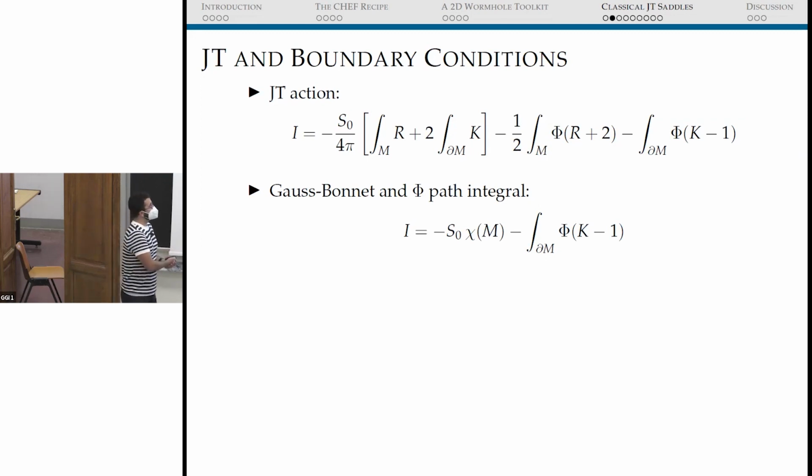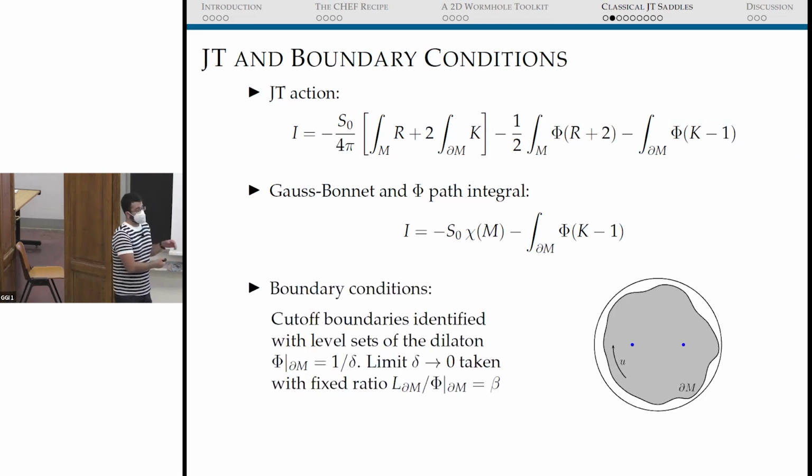The way we preserve non-trivial dynamics in JT is with a specific choice of boundary conditions that work like this. We allow for a cutoff boundary that is dynamical. The way we do that is by imposing that the boundary lie at some level set of the dilaton given by 1 over delta. And in the limit delta goes to 0, we take the boundary to infinity. We fix a ratio between the proper length of the boundary and the value of the dilaton, that is beta. And this beta is the inverse temperature when we consider thermal states.